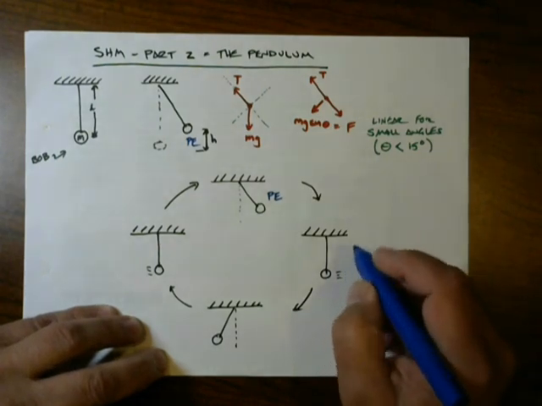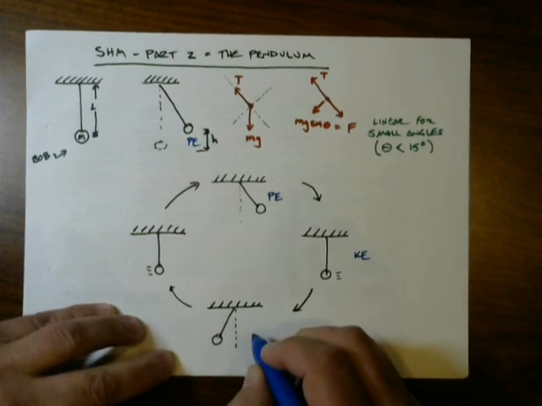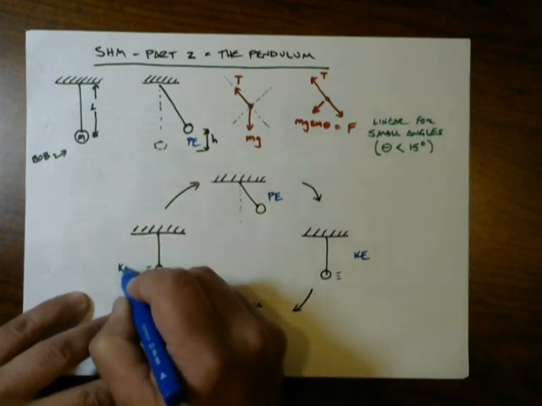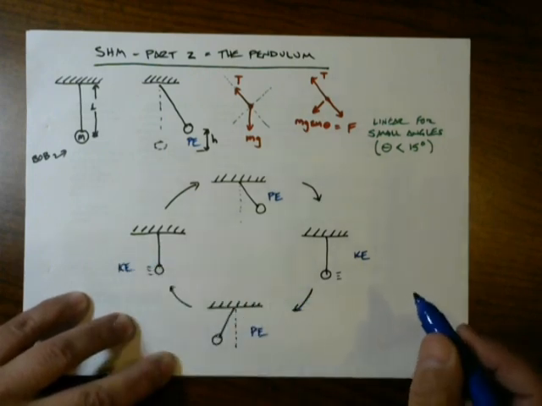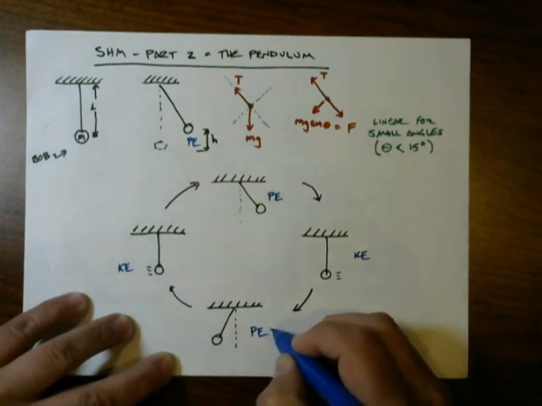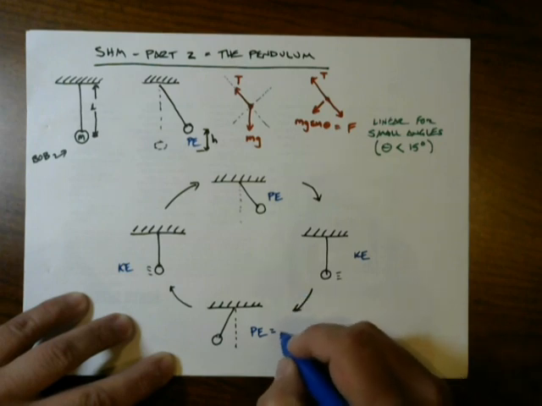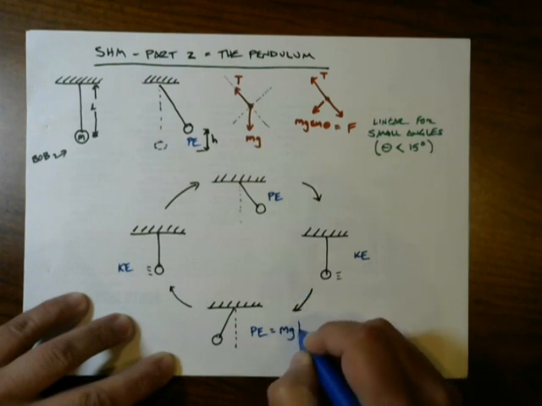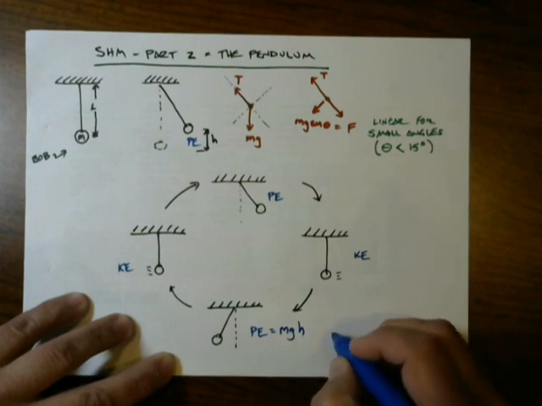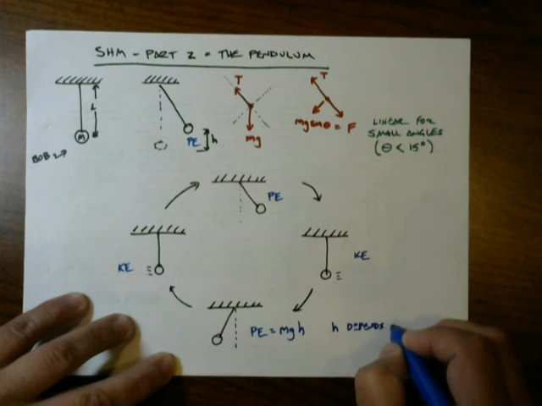When it returns to its natural position, of course, it has kinetic energy. It'll have potential energy on the other side, and it will have kinetic energy on this side. I think we all know that the kinetic energy is going to be 1/2 mv squared. But what do you think the potential energy is for a pendulum? Well, it's going to be m times g times h. And h depends on theta.